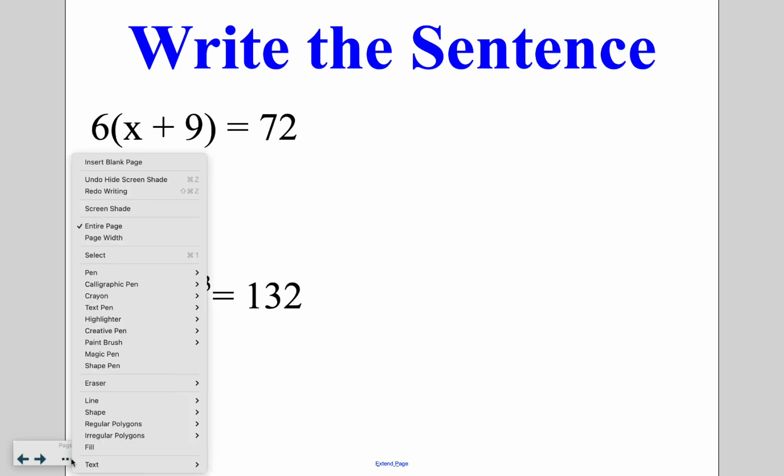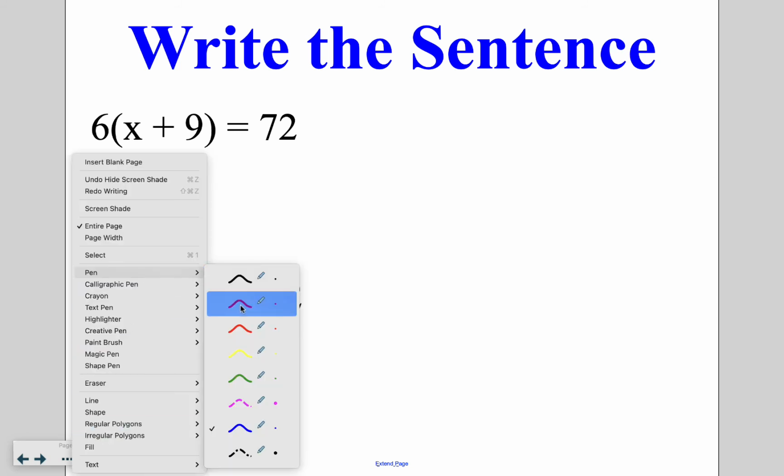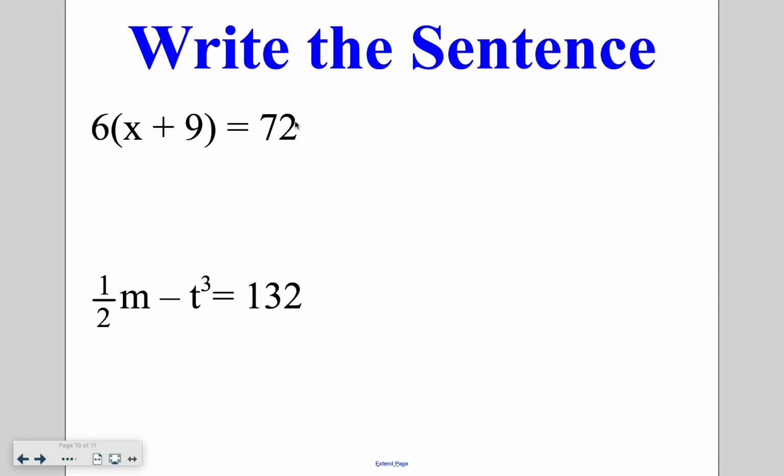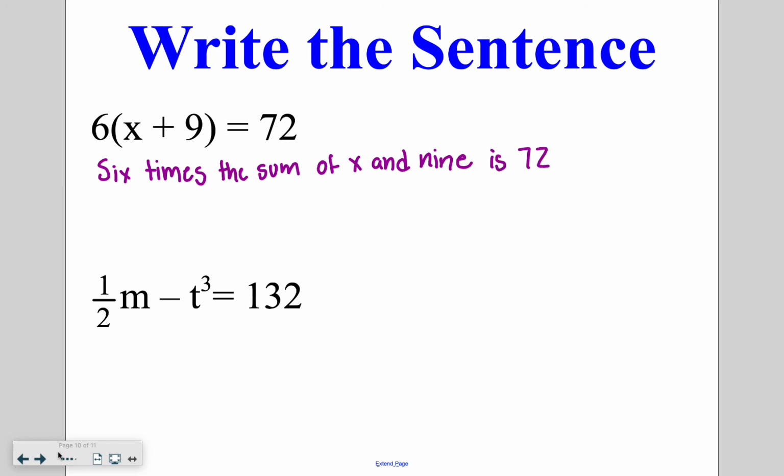So I'm going to go through a couple examples for each of these. Remember, these are not the only possible sentences that we could do. So I'm going to start with this first one. I've got 6 times, and then I need a word to get that addition into parentheses. So I'm going to use the sum of X and 9. Remember, if our numbers are below 10, we have to write them out, is 72.